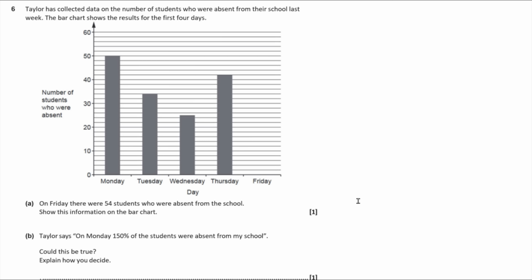So let's have a look at this section here. It's going to be somewhere between 50 and 60. Now, there are 1, 2, 3, 4, 5 divisions spanning 10 units there. So 10 divided by 5, that's 2. That means each one of those is worth 2. So 54 is going to be that second one, isn't it? 50, 52, 54. 54 is going to be there.